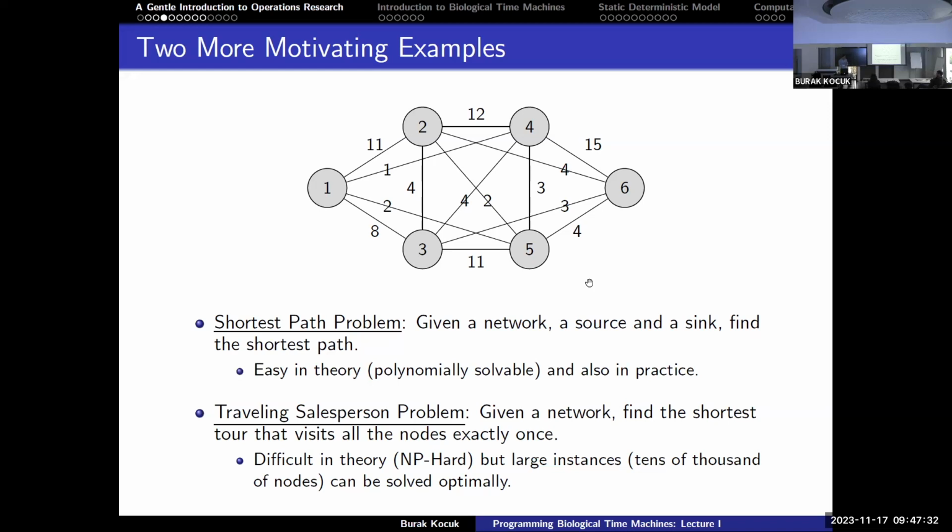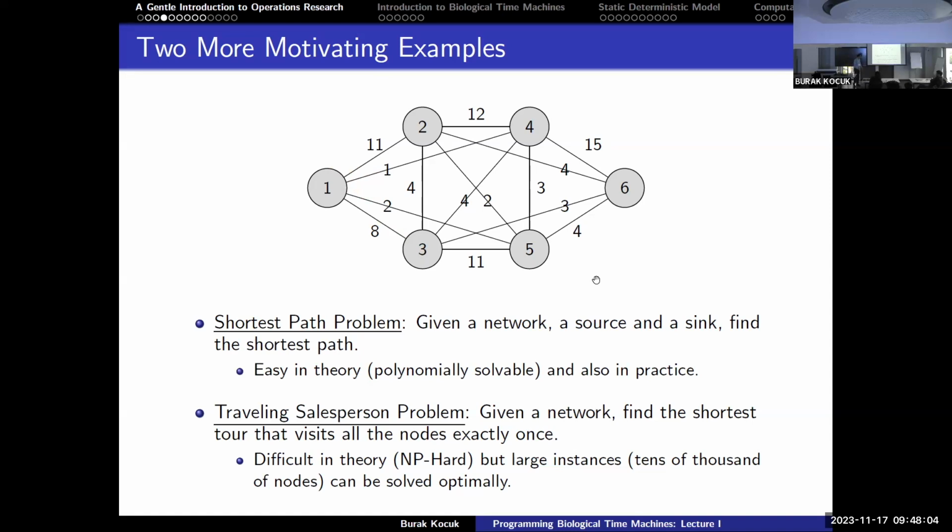So for the TSP, the setup is as follows. Again, you are given the network. What you want to achieve now is, suppose that you're a salesperson, you want to visit all these cities exactly once and come back to where you started, and you want to do it the shortest way possible. And observe that for the TSP, again, there are exponentially many ways to do it.